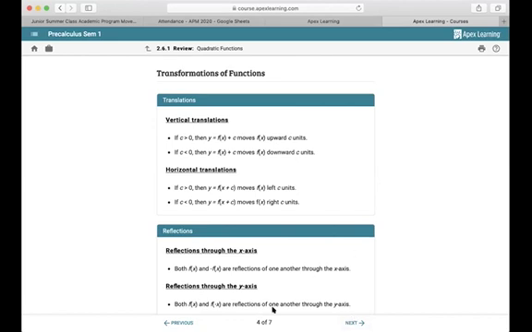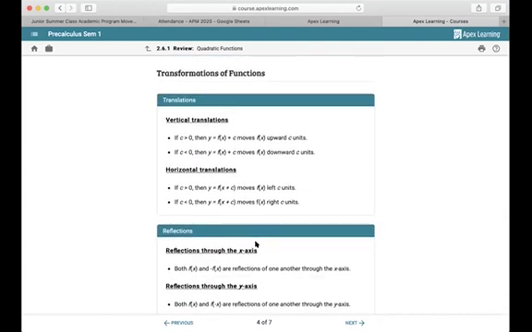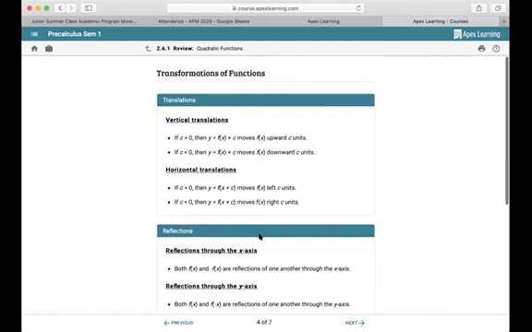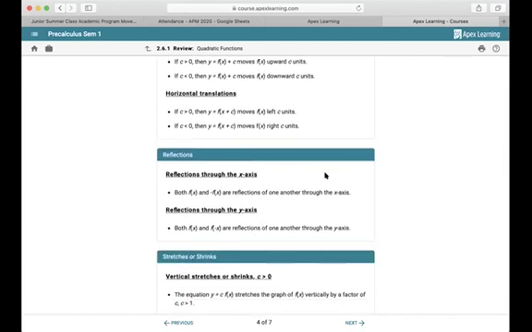So for these though, we basically have a couple moves that we can do with functions, right? With the graphs of functions, we can do these things called translations, which are moving them. We can move them up, down, left, right, okay? We can reflect them, which means we can basically mirror them across an image. So we can do across the x-axis, or across the y-axis, right? Think about it just like a mirror, all right?